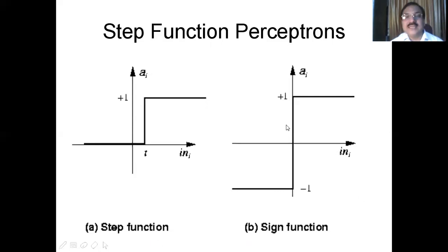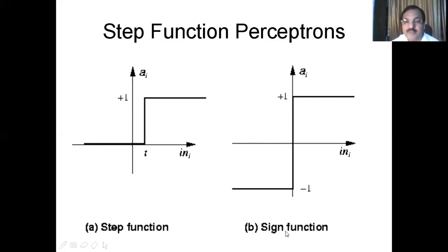The other is the sign function. In the sign function, this one is, say, the origin, and this is your input. If the input is less than 0, the value is -1, and if it is greater than 0, the value is positive.